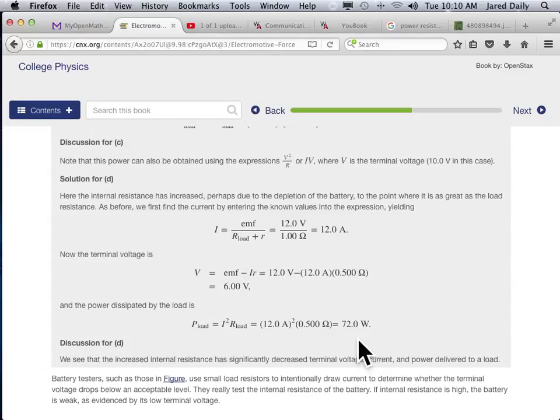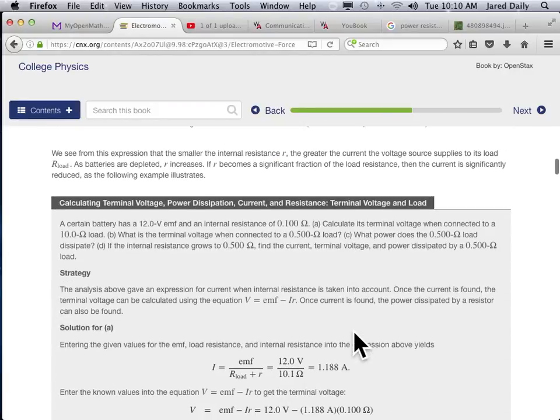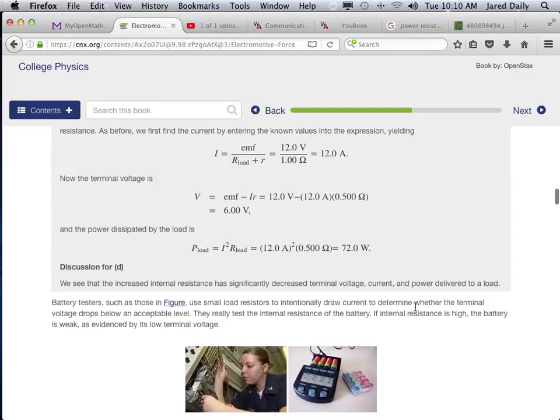In the last one, in part D, if the internal resistance grows to 0.5 ohms, find the current, terminal voltage, and power dissipated. So what if it increases to 0.5 ohms? And batteries do increase their internal resistance with heat. As batteries heat up, their internal resistance increases. So it's not just constant.